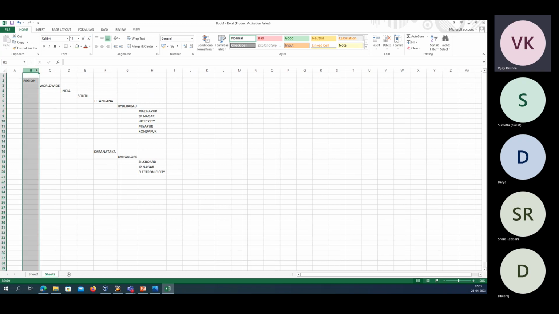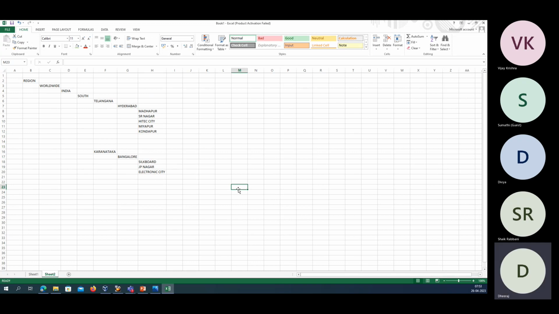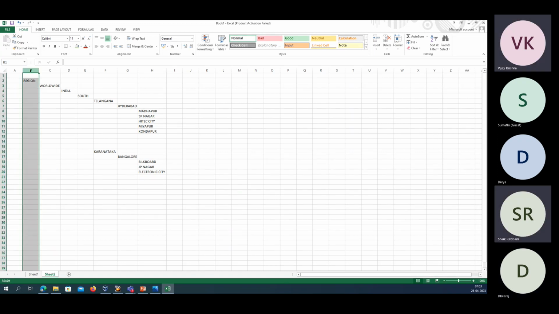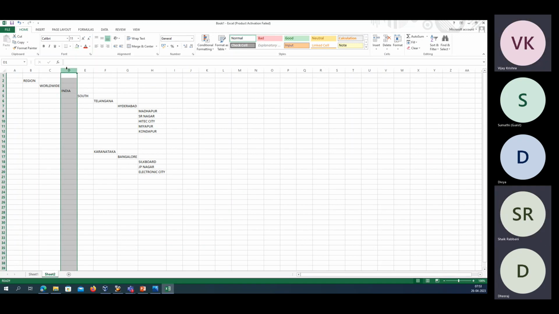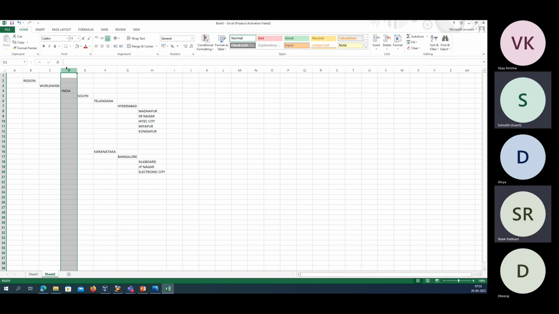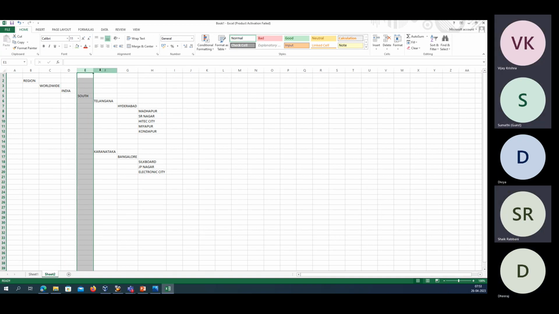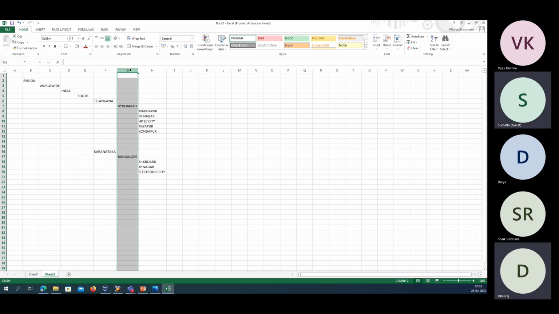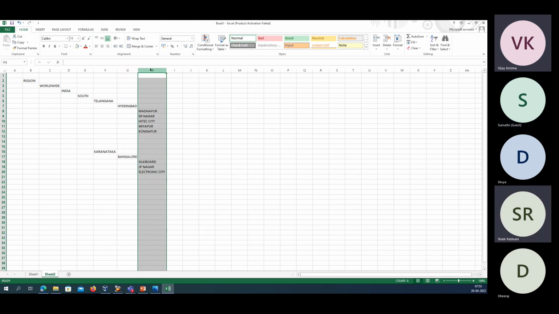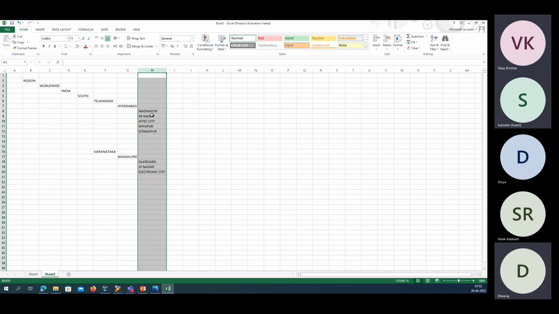Now, if I ask you, which is generation one, which is generation two? Region is generation one, Worldwide is generation two, India is generation three, South is generation four, Telangana and Karnataka are generation five, Hyderabad and Bangalore are generation six, and Madhapur and the other areas are generation seven.